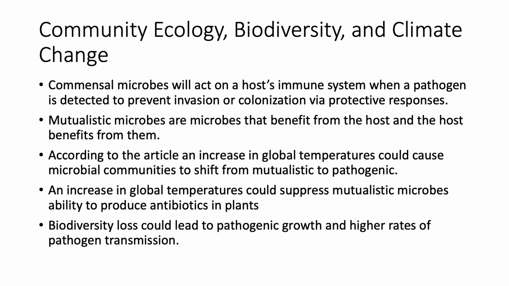Community ecology, biodiversity, and climate change. Commensal microbes will act on a host immune system when a pathogen is detected to prevent invasion or colonization via protective responses. Mutualistic microbes are microbes that benefit from the host and the host benefits from them. According to the article, an increase in global temperatures could cause microbial communities to shift from mutualistic to pathogenic. An increase in global temperatures could also suppress mutualistic microbes' ability to produce antibiotics in plants. Biodiversity loss could lead to pathogenic growth and higher rates of pathogen transmission.